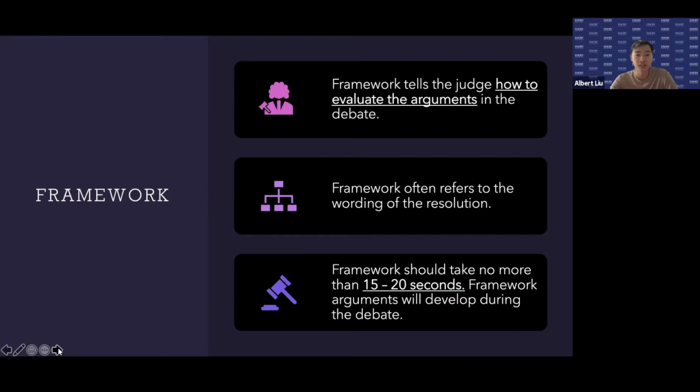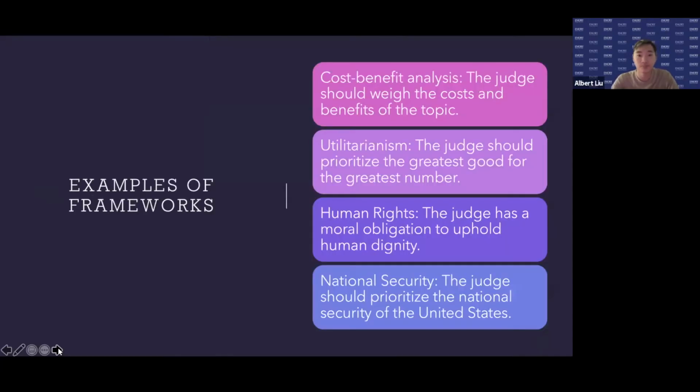However, if you want the judge to specifically judge your round based on one factor, which we'll get into in the future, a framework is really helpful for setting up why you can win and why you should be either pro or con. These are just some examples of frameworks. The first one is cost-benefit analysis. It's really simple, like pros and cons: what are the pros and what are the cons? It's one of the most straightforward PF frameworks.